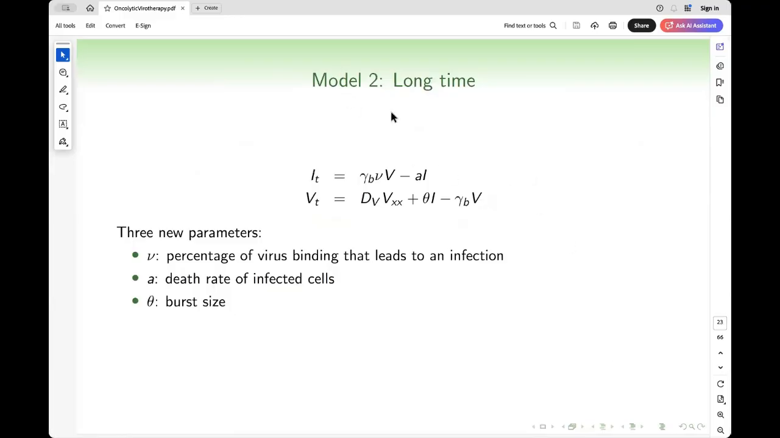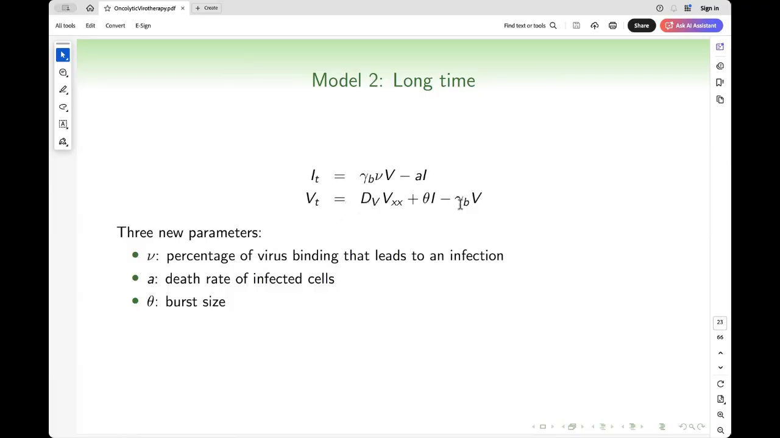So then model 2 would be on the longer time. So now we are interested in the virus replication cycle. So we let the virus infect the cell, it bursts, infects other cells, the other cells burst and infect more cells, etc. So then we model this by infected cells and by virus particles. And then the burst size comes in the theta parameter from before. So this is just a fraction of the model which I showed in the first part. So we get 3 more parameters. We get a percentage of the virus binding, which leads to an infection. We get a death rate of infected cells, which is A, and we have the burst size, which is theta.